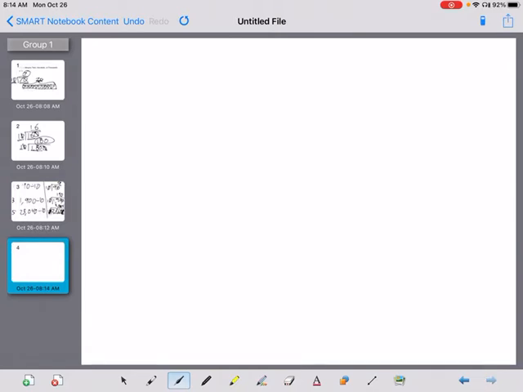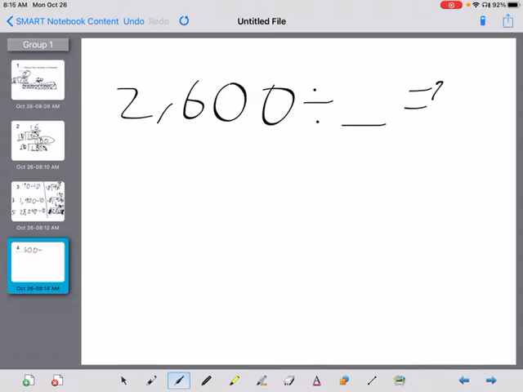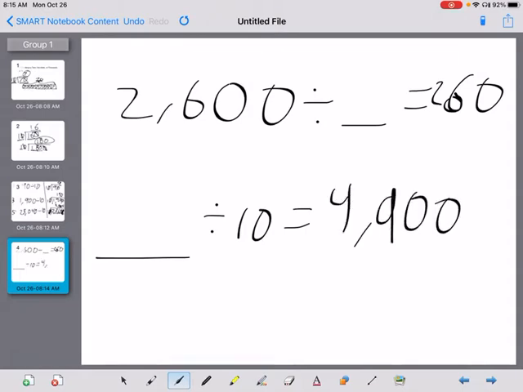Then we have a couple more. We're going to do 2 of these. We'll do 7 and 9. So we've got 2,600 divided by blank equals 260. And then we've got blank divided by 10 equals 4,900. So if you can pause the video now, see if you can figure those out on your own, and then replay it when you think you got the answer.